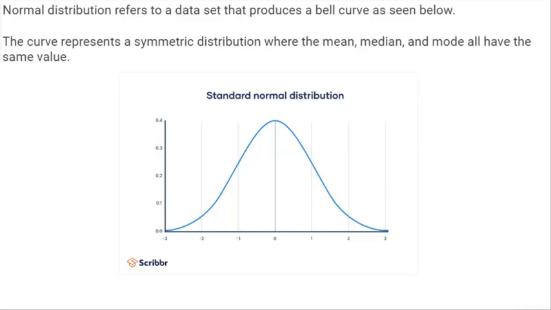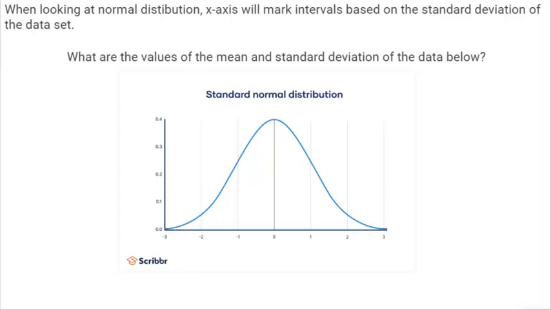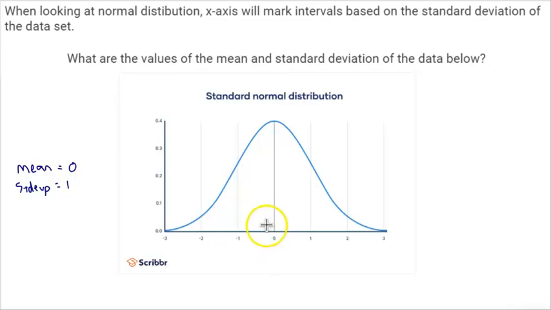In a previous video, we discussed normal distribution as symmetric, where the mean, median, and mode all have the same value. When we're looking at our normal distribution curve, the mean, median, and mode are all represented by the number in the center. And then the intervals along the x-axis tell us our standard deviation. So for this particular data set, the mean, median, and mode are all 0. And then the standard deviation is 1 because I'm counting by ones along my x-axis.